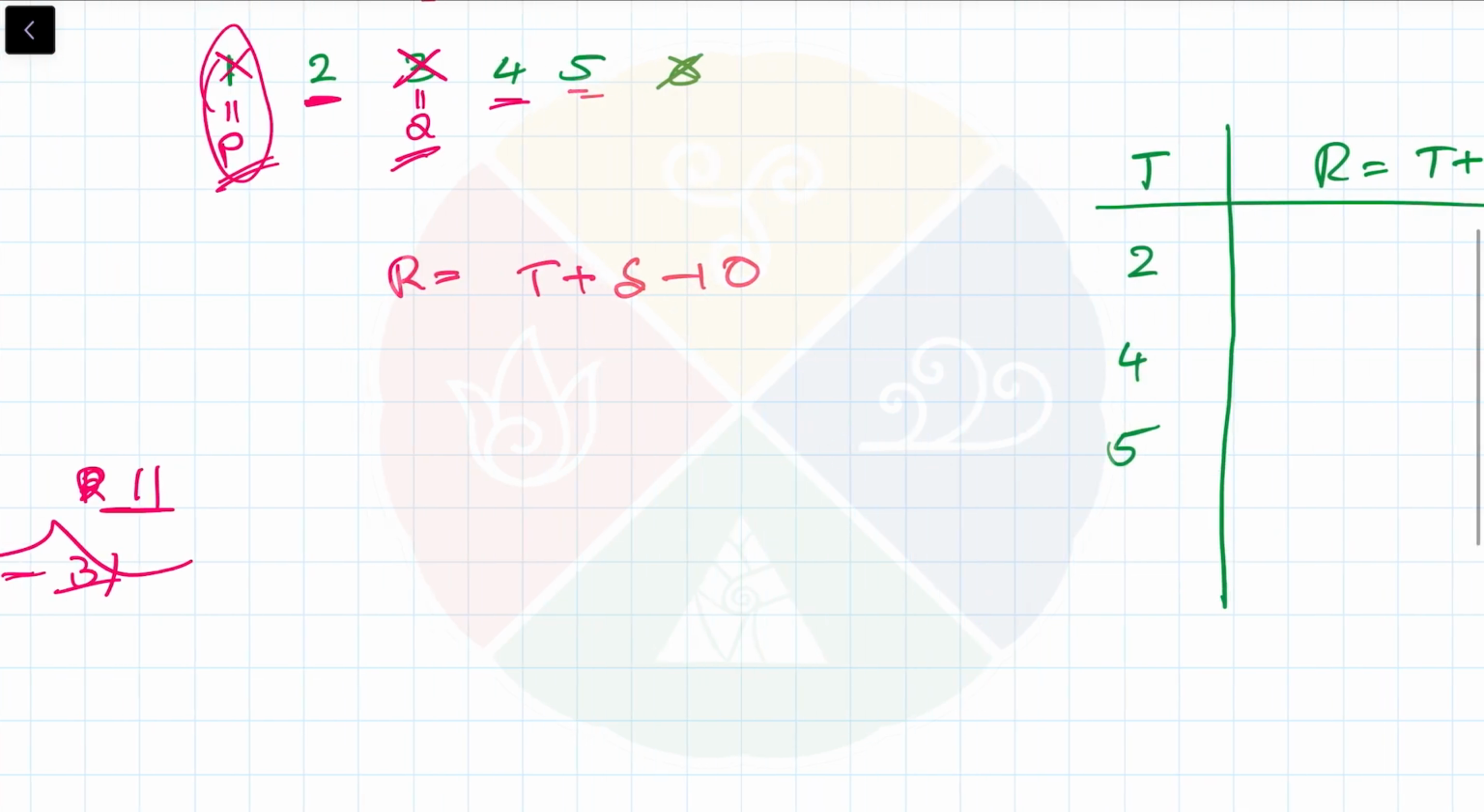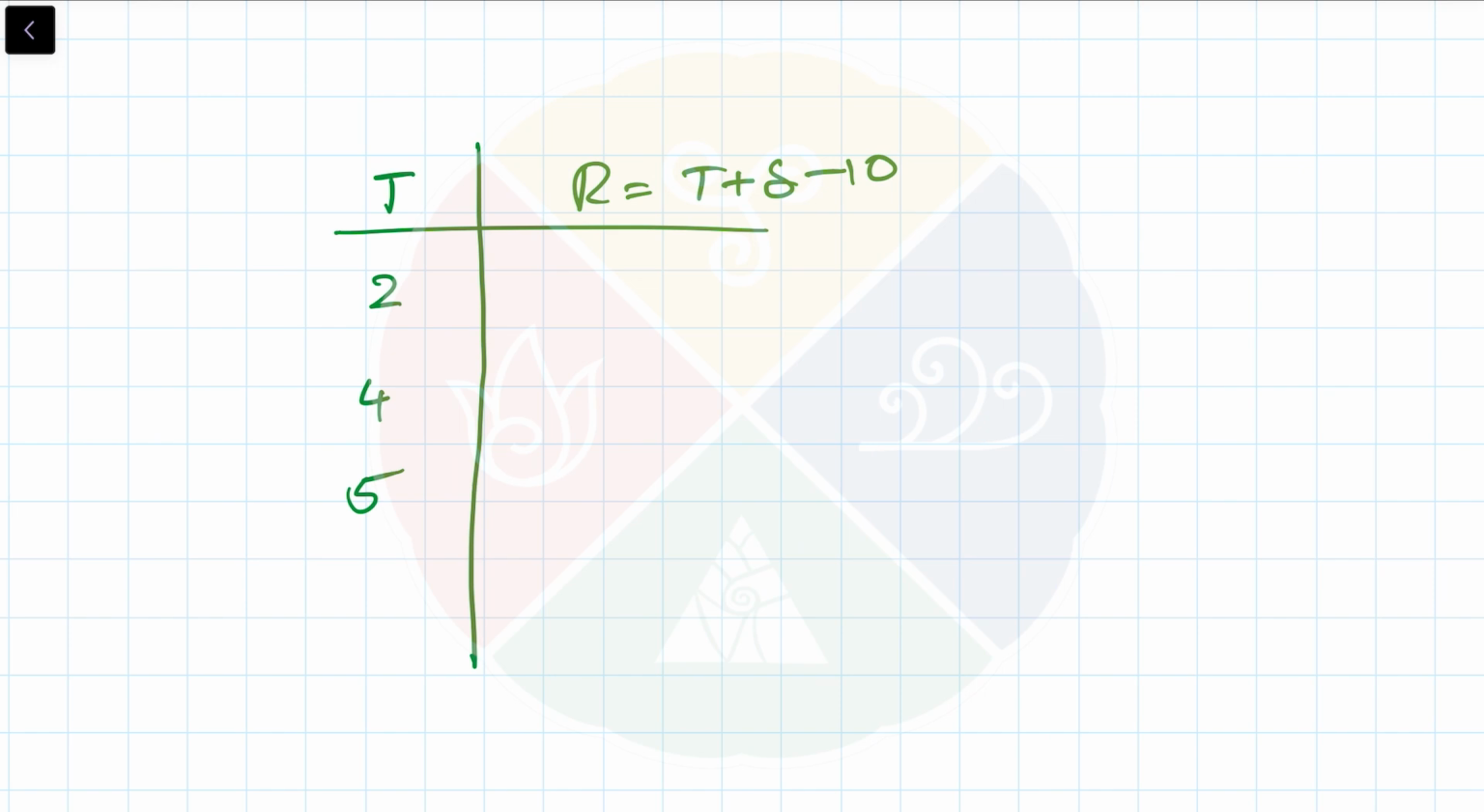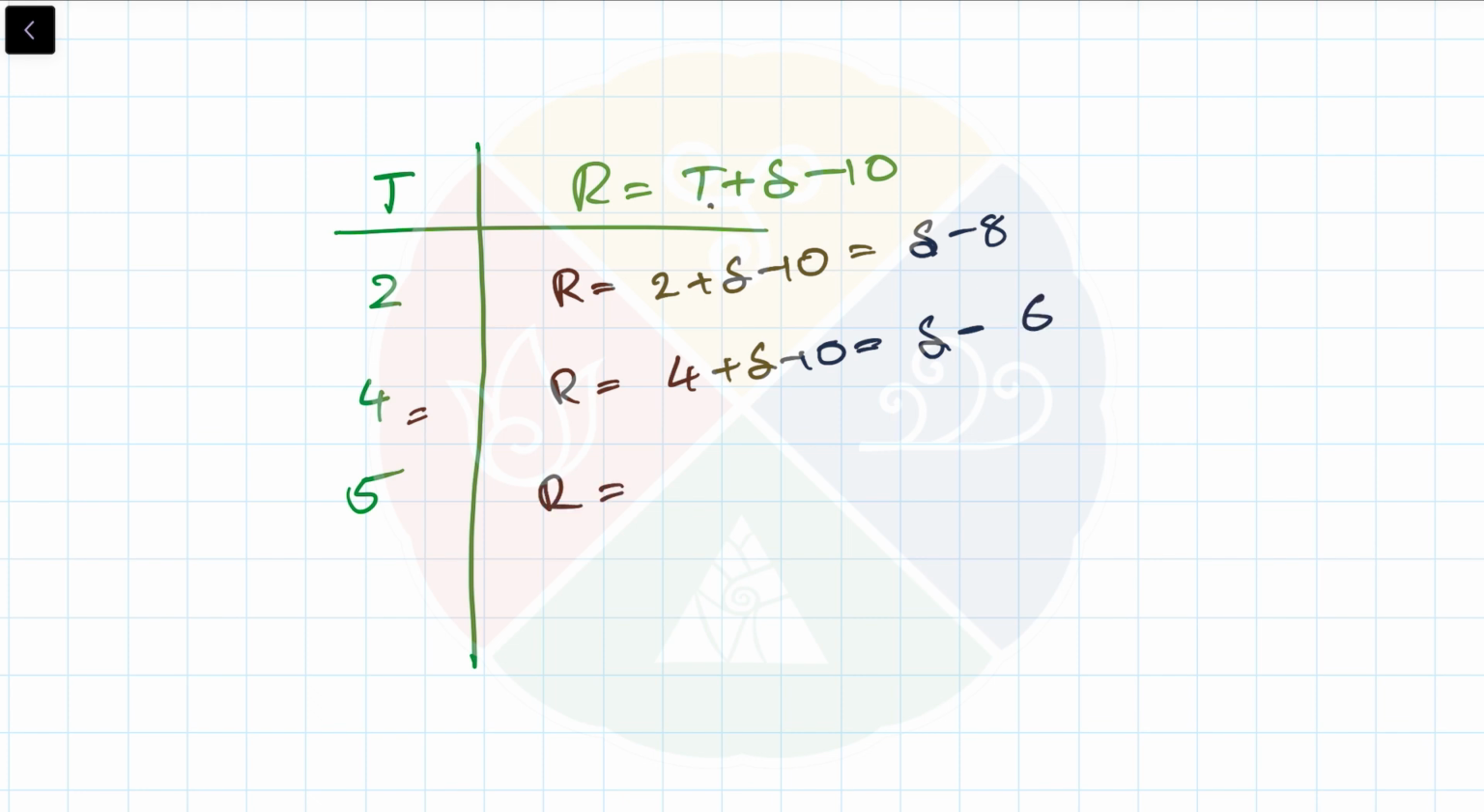Do we know the value of S? We don't know, right? Okay, don't worry, we'll still find it. If you put this value, if T is 2, R is going to be 2 plus S minus 10, which makes it S minus 8. If T is 4, 4 plus S minus 10, that will become S minus 6. If T is 5, that is 5 plus S minus 10, that is S minus 5.